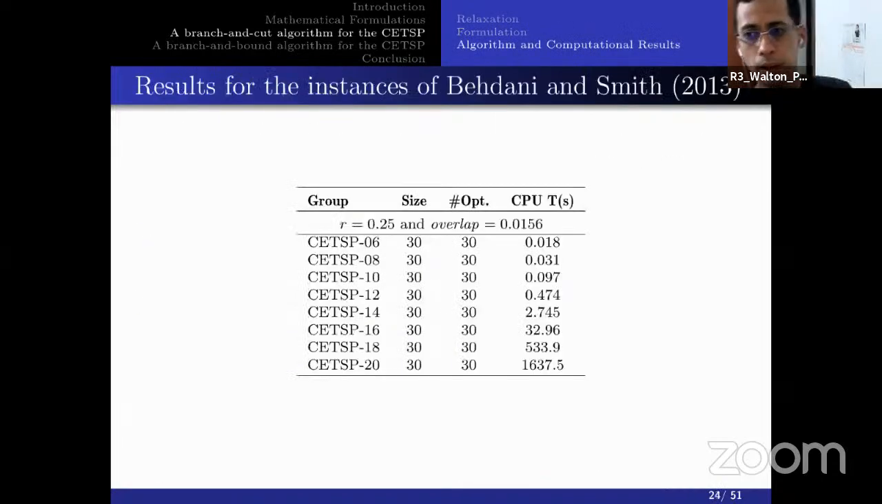So here I'm presenting some results. Here I have some instances with 6, 8, 10, up to 20 vertices. And as you can see, if I go up to 16 vertices, I'm okay. Under 30 seconds, I can solve this and find all optimal solutions. But then if I go a little bit further to 18 or 20, then I take much longer to find all optimal solutions here.